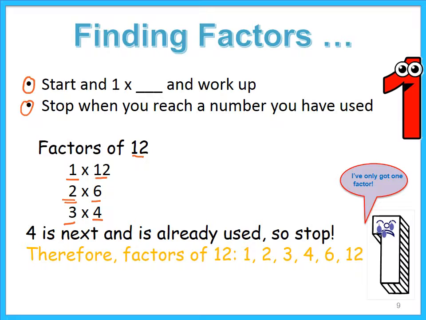Now, the next number in my list would be 4. But we've already used 4 here. So that's what this second dot point means. Stop when you reach a number you've already used because you know you've got them all. And the last line I've got here is where I've just written those numbers out in order. The factors of 12 with a nice little colon there. And then they're listed across there in numerical order.